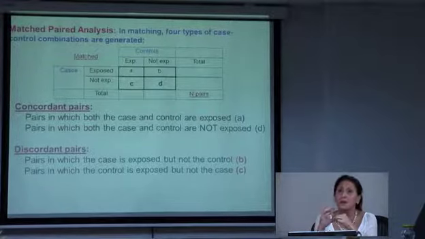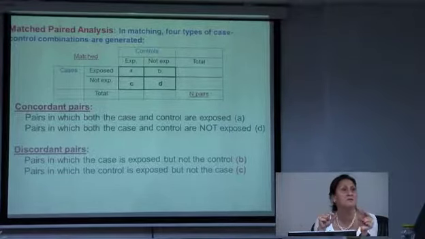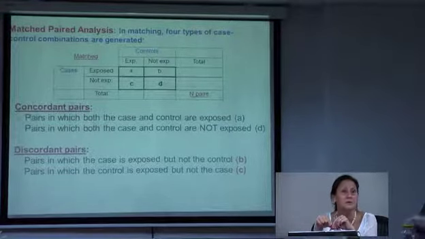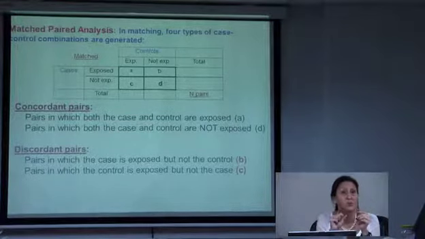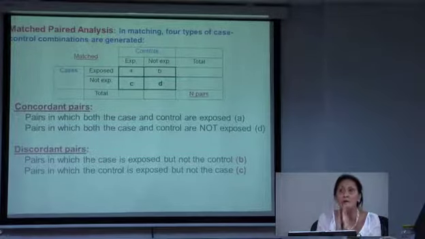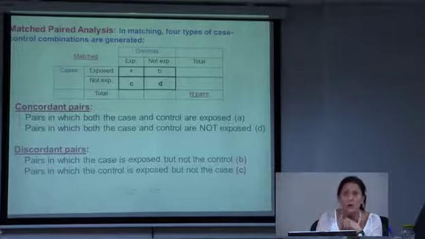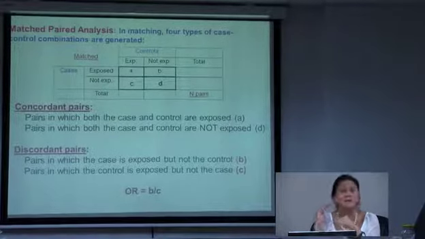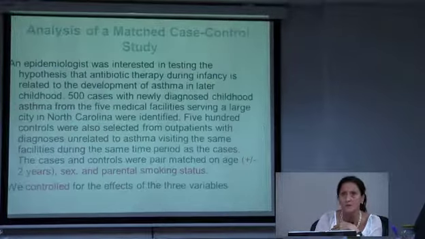What I'm interested in particularly, and we talked about it, is a pair where your case is exposed and the control is not exposed, and of course you want to compare it to the pair where the control is exposed but the case is not exposed. We call them discordant pairs. So in matched case control analysis, I don't use all the cells, I only use the discordant pairs, and the OR is the ratio of the discordant pairs. Yes? Okay, so let's take an example.